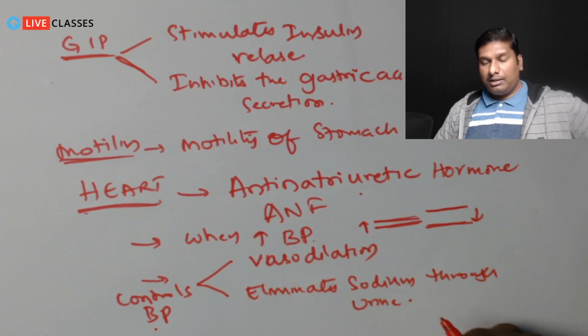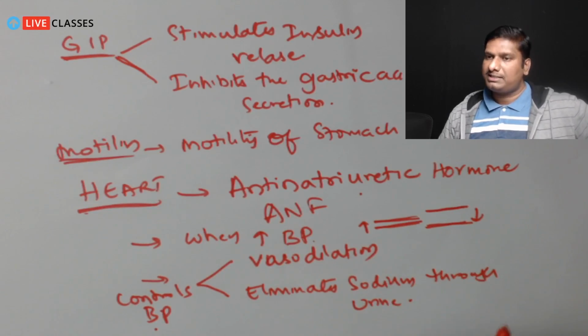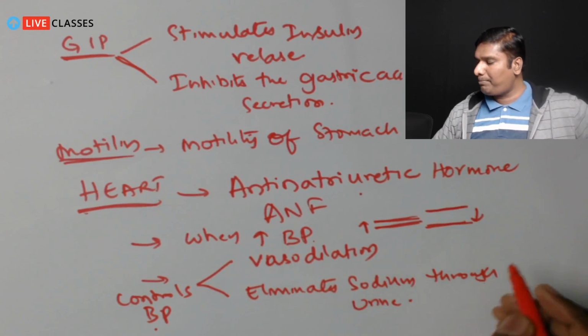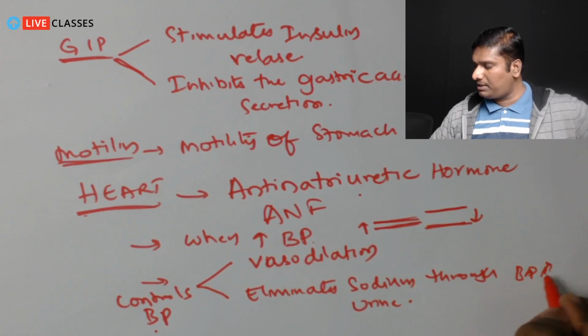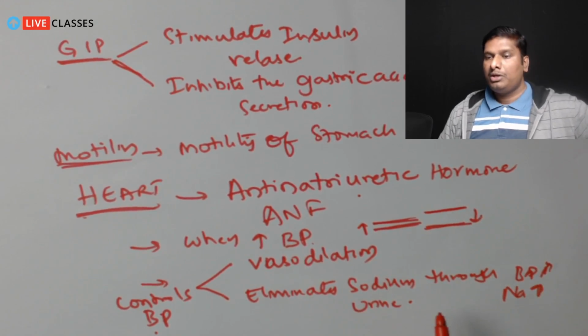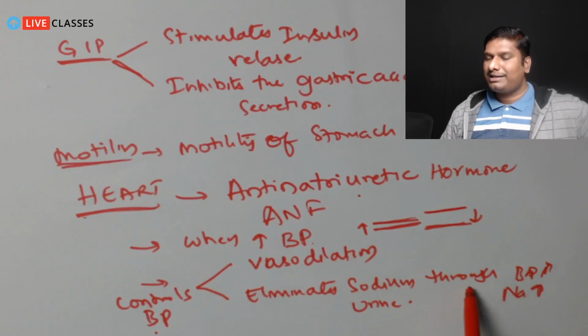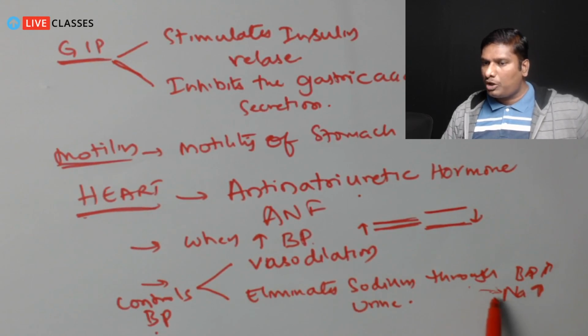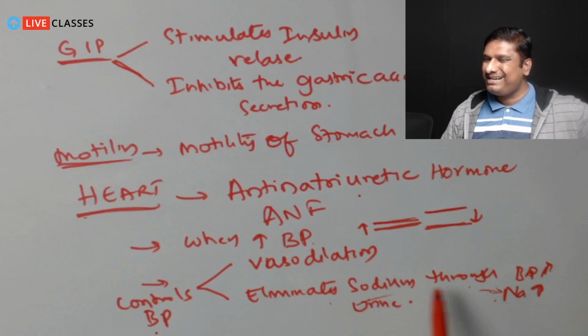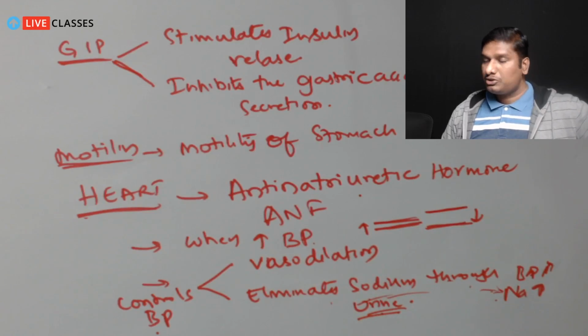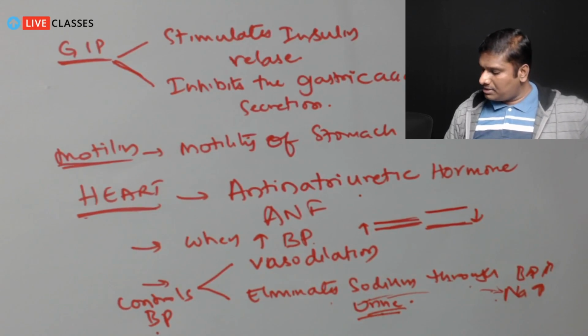You know very well that salt is actually responsible for BP. Particularly the sodium is responsible for BP. So if you have high sodium levels in your blood, pressure will increase. So one way to reduce your BP is to get rid of the sodium. This hormone will go and ask the kidneys not to reabsorb the sodium, but to just release the sodium through the urine.